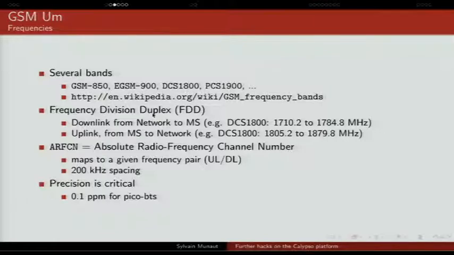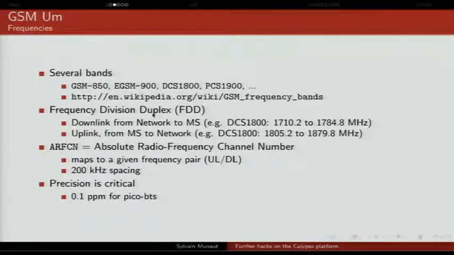Each of those pairs of frequencies is actually attributed a specific number called the ARFCN. So, if I say ARFCN 512, well, it's going to be the downlink on 1805.2 megahertz and the uplink on 1710.2 megahertz. So instead of transmitting an absolute frequency, they just transfer a number.